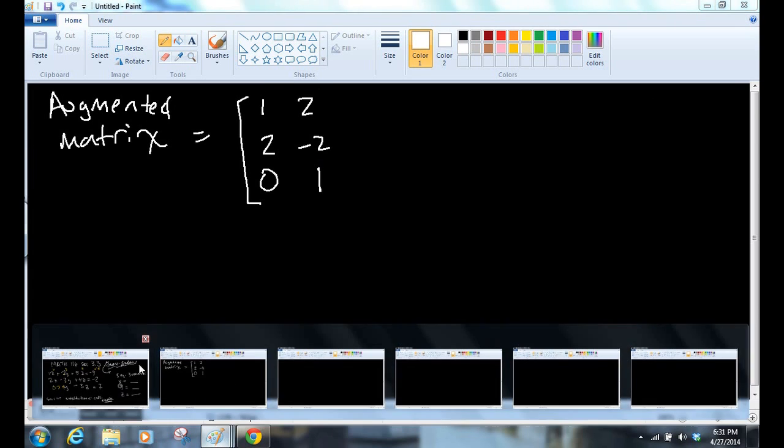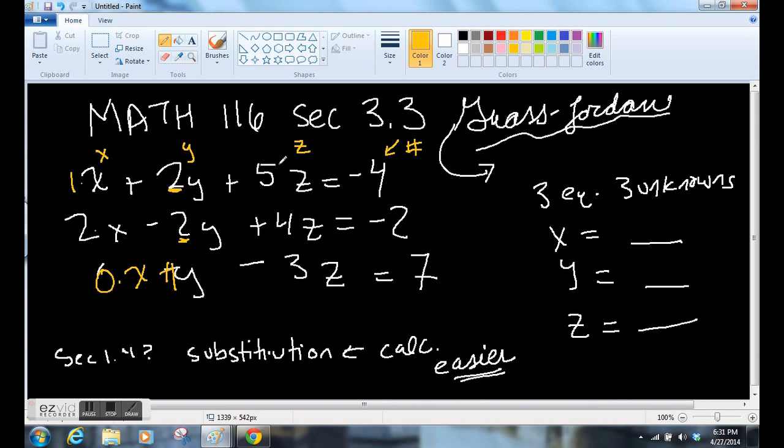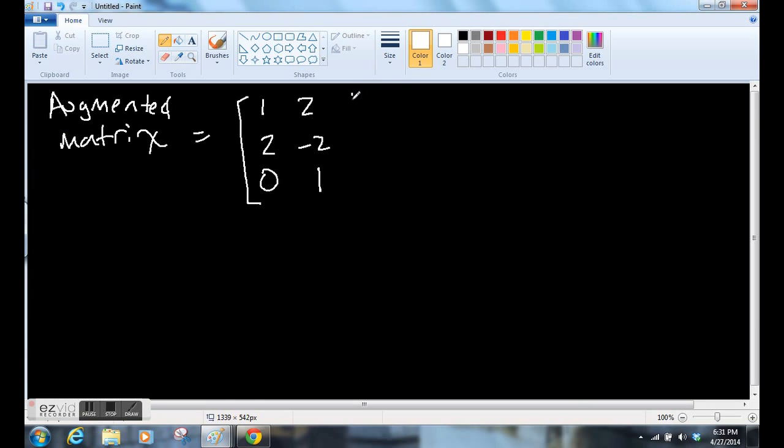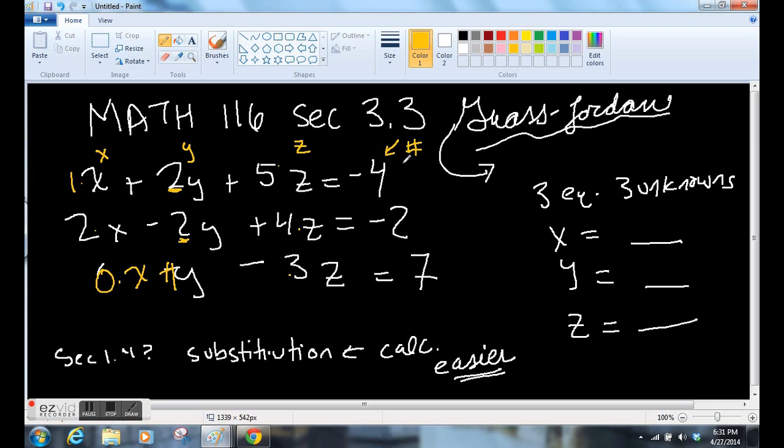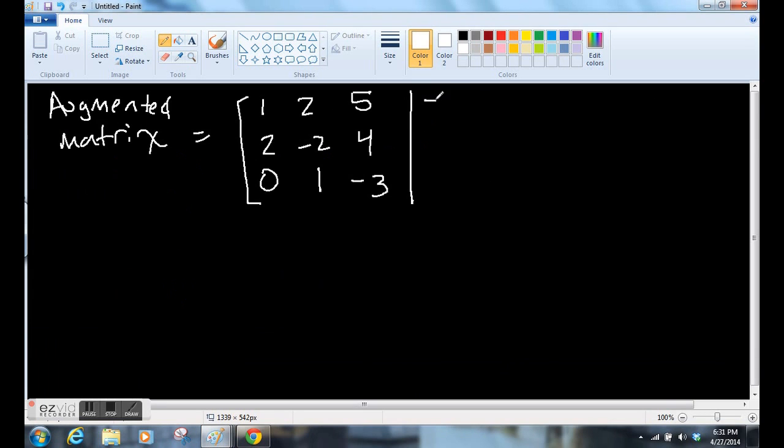The z column is going to be 5, 4, negative 3. Do you see what I'm doing here? I'm writing the matrix, and I draw this line. The line just basically says the next column holds the constants. Minus 4, minus 2, and 7. And cleverly, I wrote this problem because I'm so clever. This is question number 9 in the 10th edition textbook.